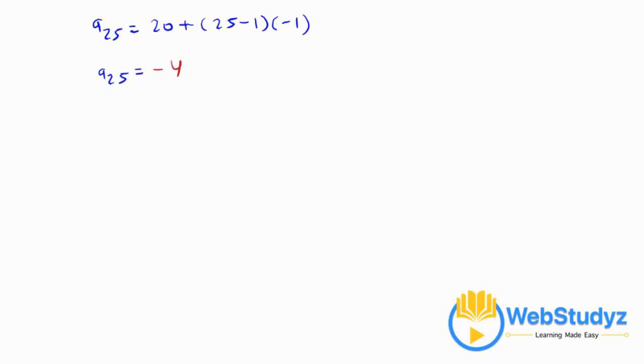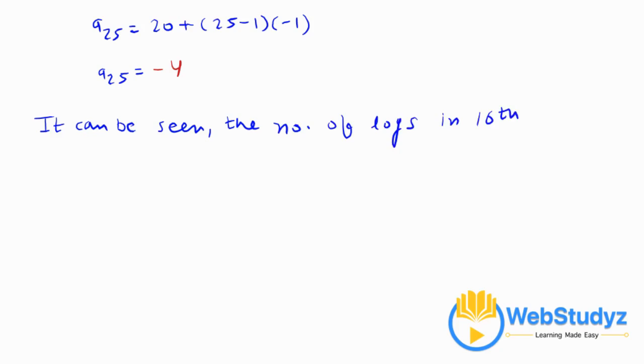So a25 comes out to be minus 4. So we can see that the number of logs in the 16th row is 5, as the number of logs cannot be negative.